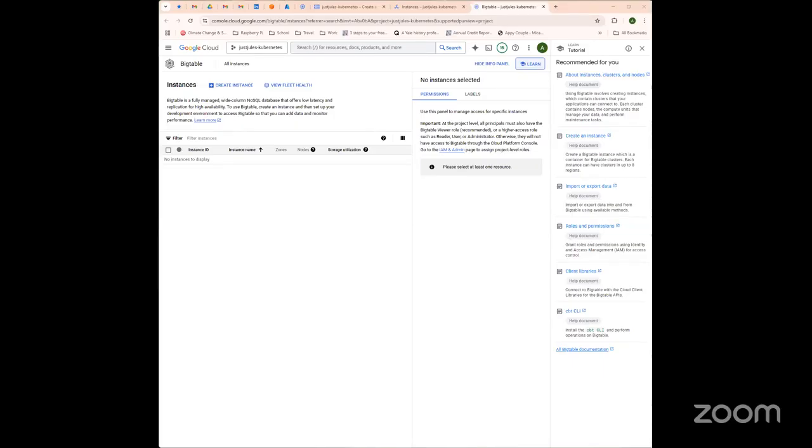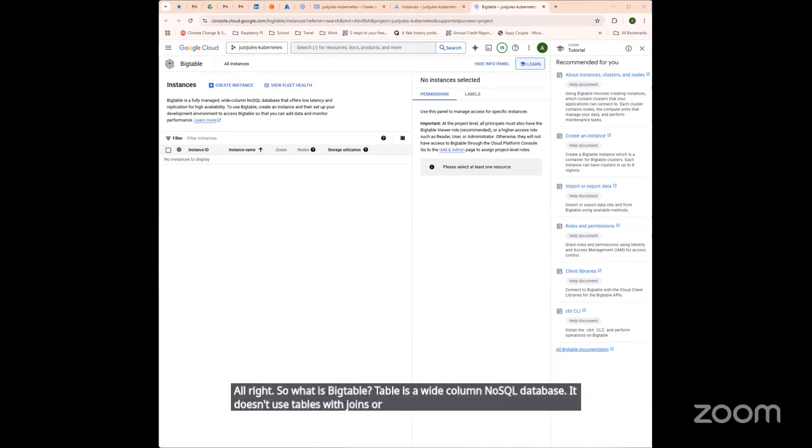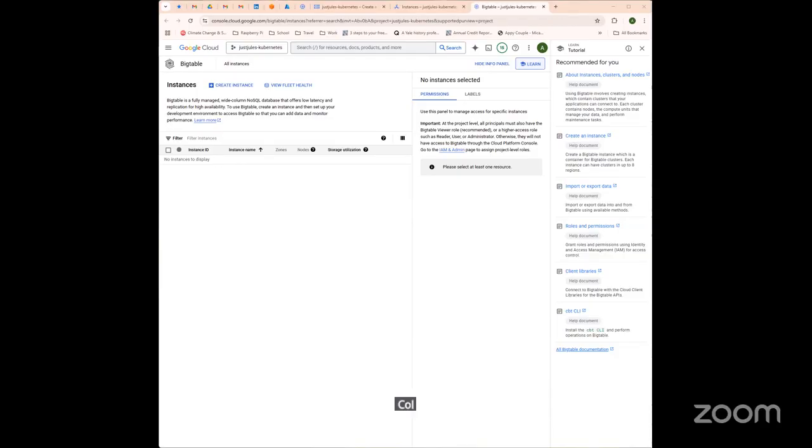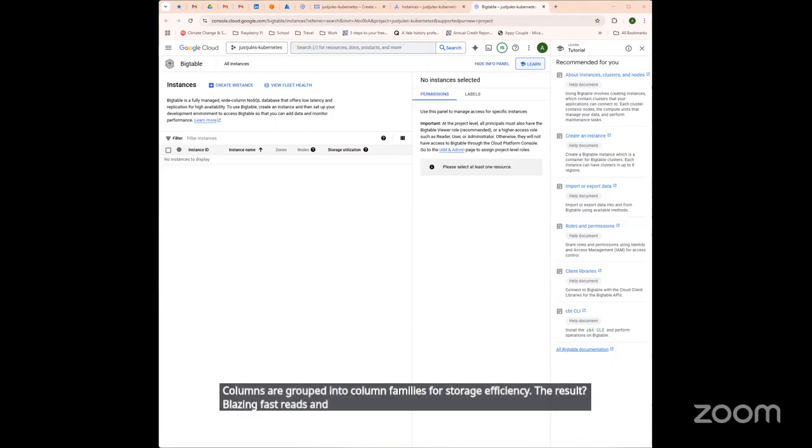All right, so what is Bigtable? Bigtable is a wide column NoSQL database. It doesn't use tables with joins or complex relationships like traditional relational databases. Instead, it's a key value store where each row is indexed by a single key. Each row can contain thousands of columns. Columns are grouped into column families for storage efficiency. The result, blazing fast reads and writes, even across petabyte scale datasets.